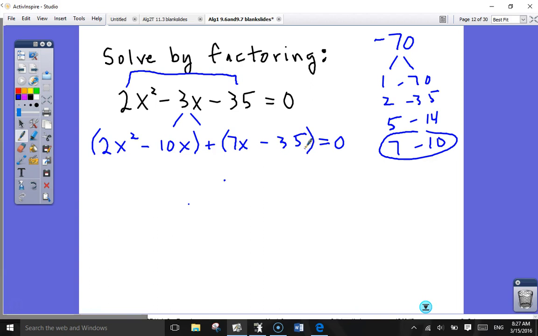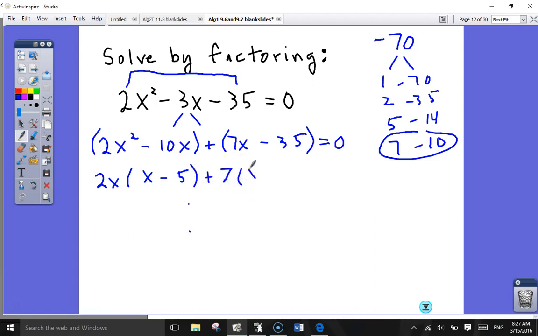What's the greatest common factor? 2x. And what's left in the parentheses if I factor that out? X minus 5. Okay, what's the greatest common factor in the next set of parentheses? 7.